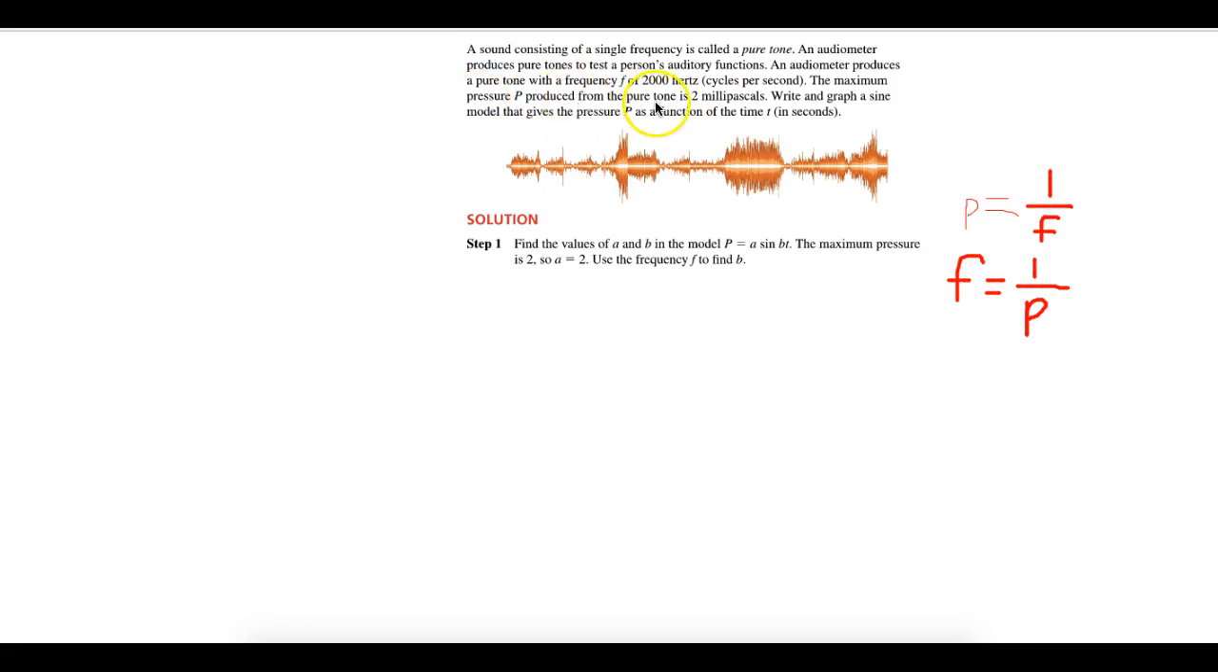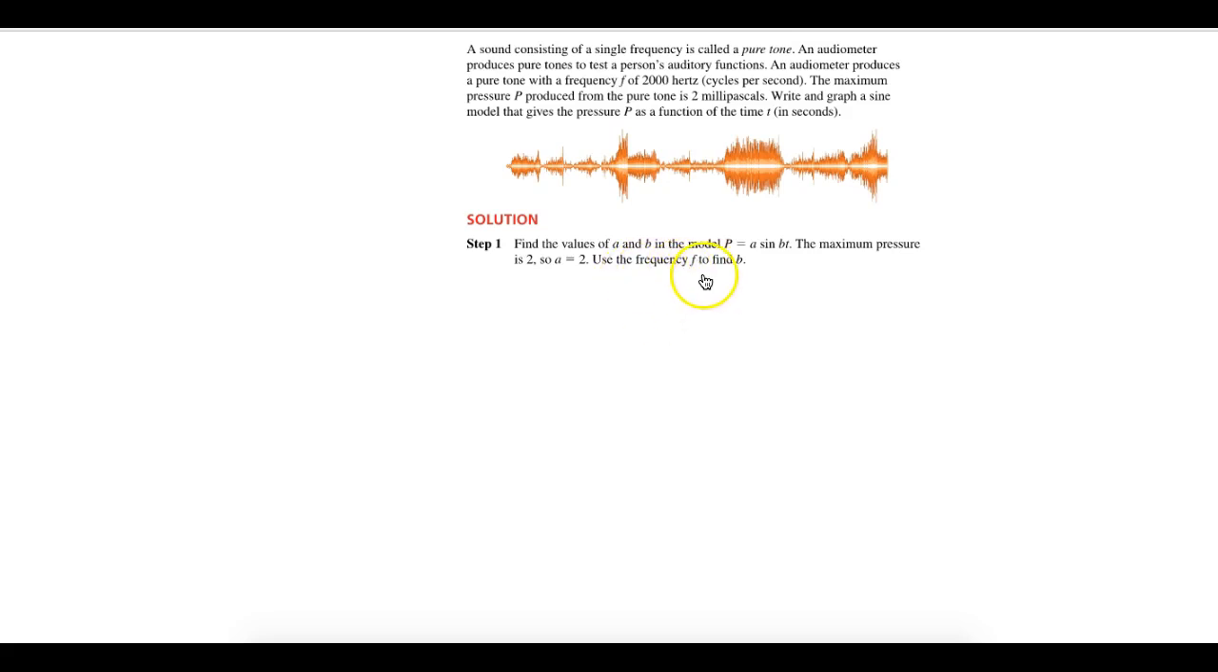The maximum pressure is 2 millipascals. That's going to relate to our amplitude. So let's go ahead and click through this. What we need to do is first find the values of A and B for our model. Okay, so this is what our model is going to look like. We're writing pressure as a function of time. So P is going to equal A times the sine of B times T. So B relates to our period and A is our amplitude. Now, since we know the maximum pressure is 2, that's our amplitude. Our amplitude is just going to be the pressure.